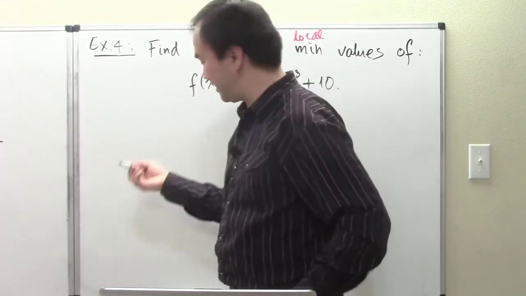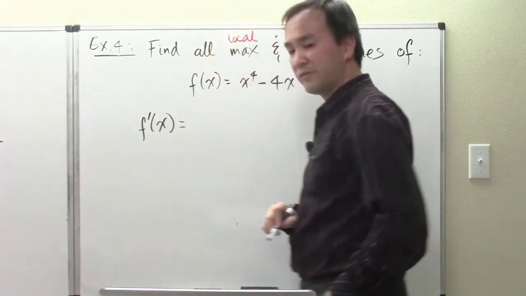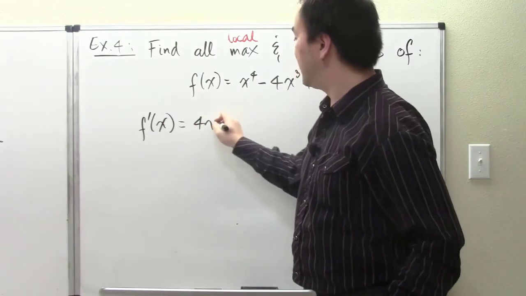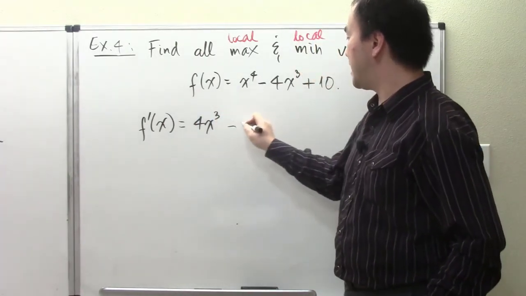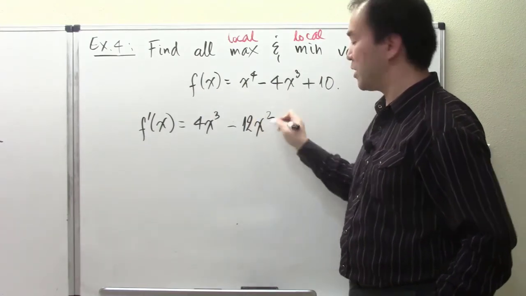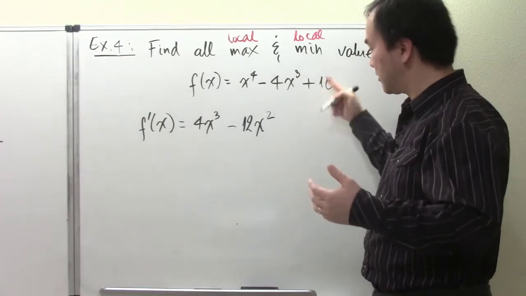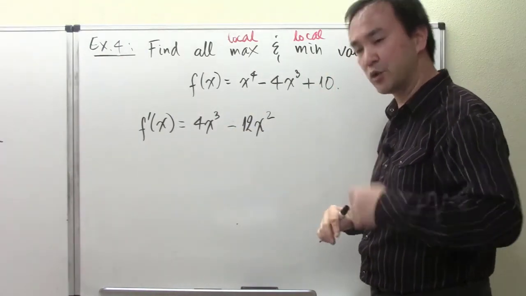Anyway, we have to find our derivative, f prime of x. The first term of the function gives me 4x cubed. The middle term gives me minus 12x squared. And the last term of the function is a constant, so taking the derivative gives me 0. So this is our first derivative.